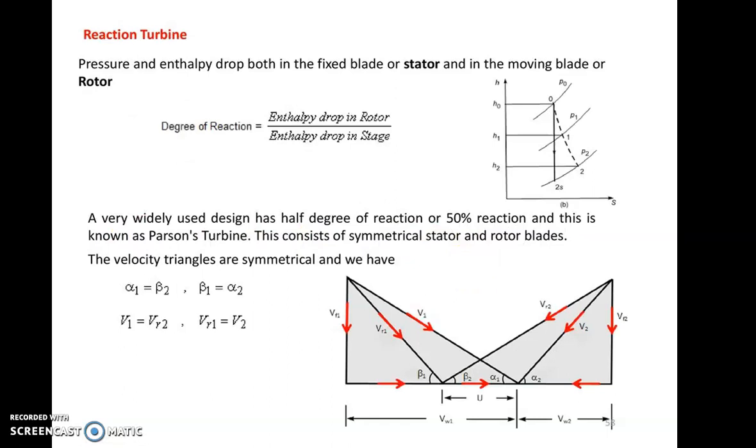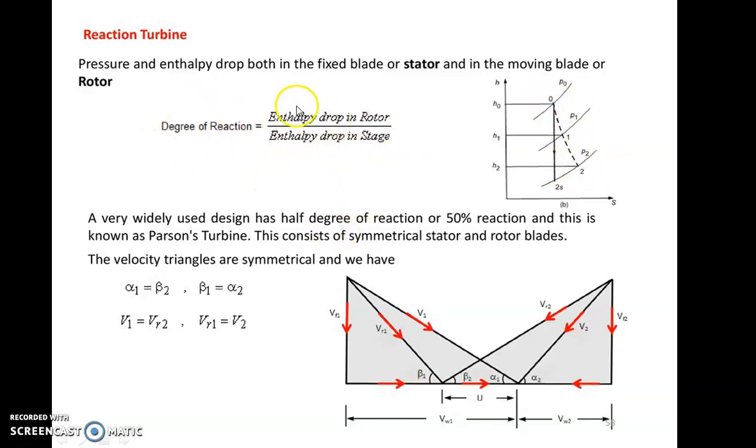What is a reaction turbine? Pressure and enthalpy drop both in the fixed blades or stator and in the moving blades or rotor. So what do you mean by degree of reaction? If you remember, we have defined degree of reaction as nothing but the enthalpy drop occurring in the rotor upon the enthalpy drop occurring in the complete stage. So it is the enthalpy drop or pressure drop occurring in the rotor, from 1 to 2, H1 minus H2, upon the total enthalpy drop, that is H0 minus H2. That is called the degree of reaction.